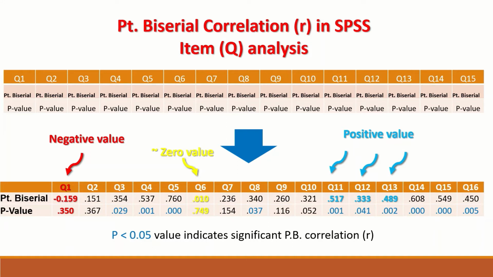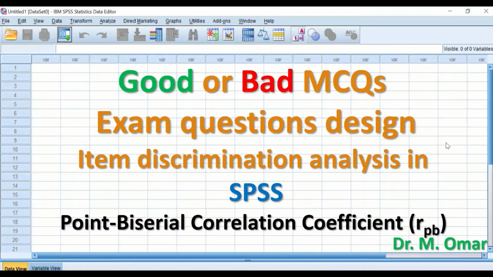So this is the way to use the power of the point-biserial correlation coefficient to determine the R value and the p-value, and to look at the correlation between a specific question and the overall mark to determine whether the question is good or bad. Good or bad MCQ questions.